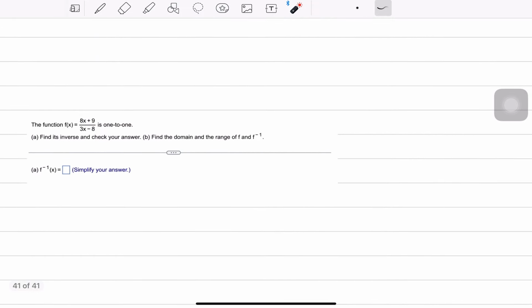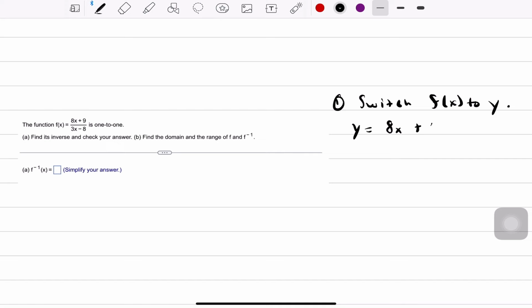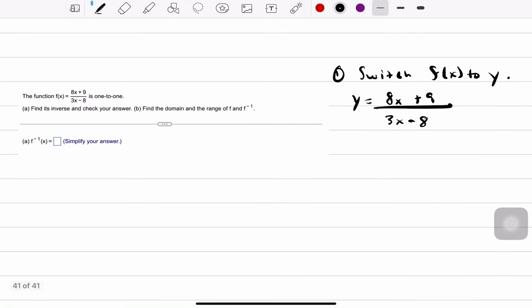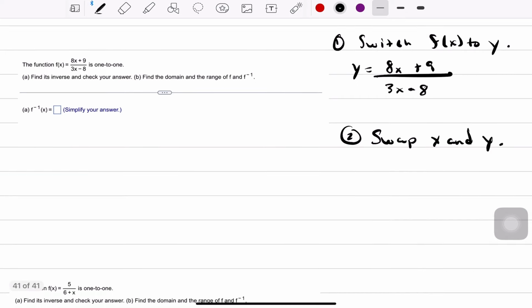So this one, step one to find the inverse is going to be switch f of x to y. It just becomes easier to work with. So instead of it being f of x equals something, it's y equals 8x plus 9 all over 3x minus 8. It's an ugly 8, but it's cool. All right. Now, that's step one. Step two is swap x and y. So swap x and y.